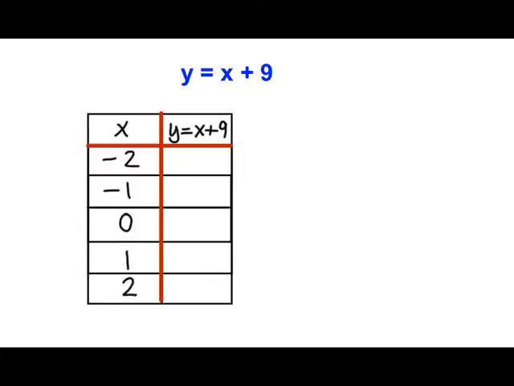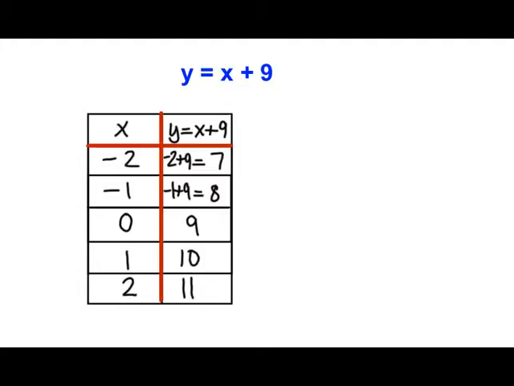So in the first problem, I pick -2, so I'm going to substitute it in. So -2 plus 9. If I owe 2 plus I have 9, I'm at 7. -1 would be -1 plus 9, which is 8. 0 plus 9 is 9. 1 plus 9 is 10. And 2 plus 9 is 11. Looking at that, there's a pattern between them. As I increase my x by 1, my y value increases by 1 as well.